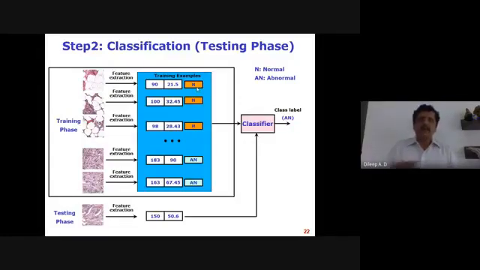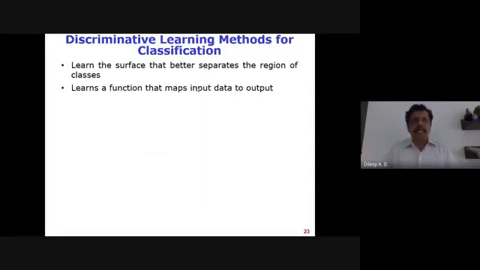The specific learning procedure the support vector machine follows is the discriminative learning procedure, or discriminative learning method. It's a two-class classification; we have data from two classes. In discriminative learning techniques, we try to learn the decision surface that separates the region of the two classes. That decision surface is represented as a discriminant function, which we try to learn directly from the data.